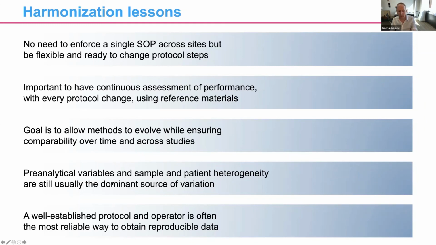Pre-analytical variables are probably very critical to all our work, and sample heterogeneity and patient heterogeneity is still usually the dominant source of variation in our data. So in general, as known for other previous protocols for harmonization, one of the most important factors is also to have a well-established protocol and operator at the individual sites, which tends to be more reliable to obtain reproducible data.